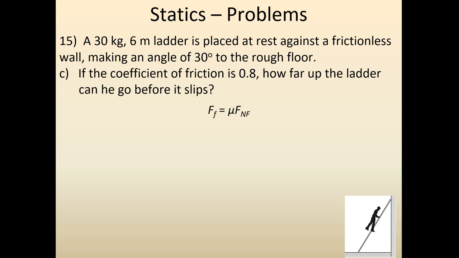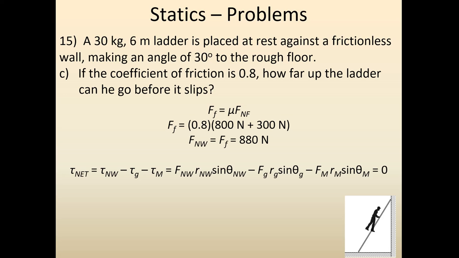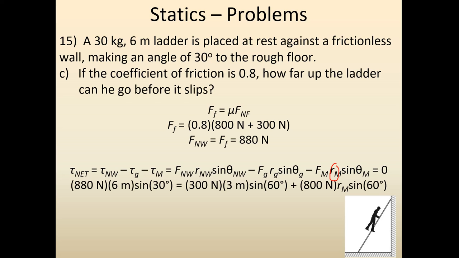So I know that F_f equals mu F_N. Once again, the normal force coming from the floor is the same thing as before. I use this and I find that the frictional force is 880. That also tells me that the normal force from the wall is 880. One thing I should remind you, I'm going backwards. So the next thing I'm going to do is the sum of the torques. The torque equation doesn't change. The only difference is that this is now my unknown variable. So I plug in my numbers, solve, and I get 2.69 meters. So in order for this person not to slip in this scenario, he can't really go too high.